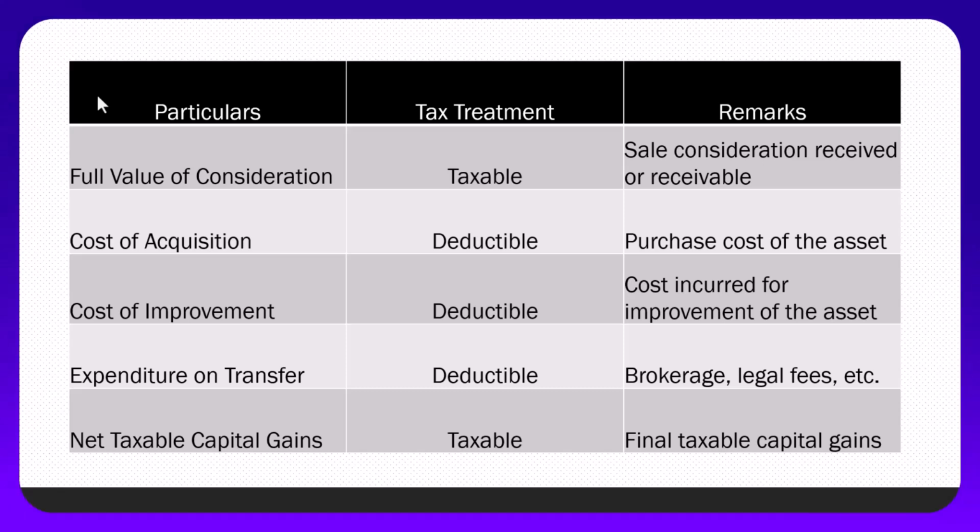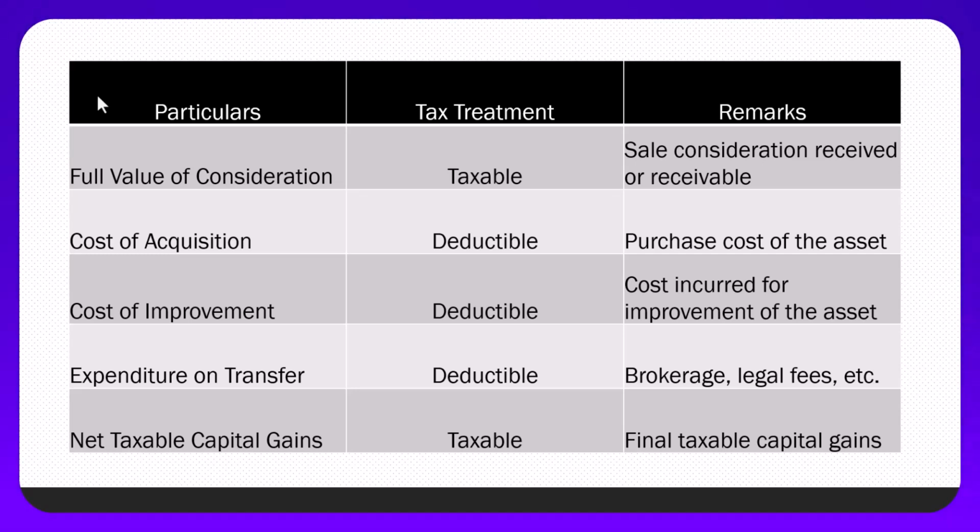Then cost of improvement. Suppose I added another story on the building. Any improvement which I have done, say I have spent 10 lakh rupees, that will also get reduced. So I have to pay tax after claiming that reduction on account of any improvement I have done on a building. I am saying building, but it applies to all kinds of assets.